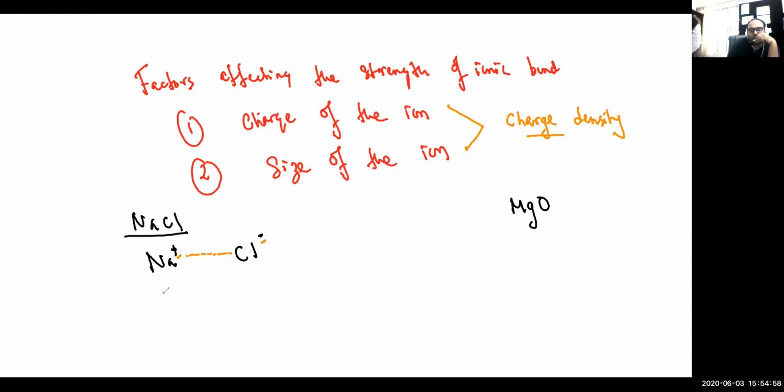So sodium size কী? Sodium is 2,8. So our charge is +1 and his electronic configuration is 2,8. Chloride charge হলো -1 and his electronic configuration is 2,8,8.